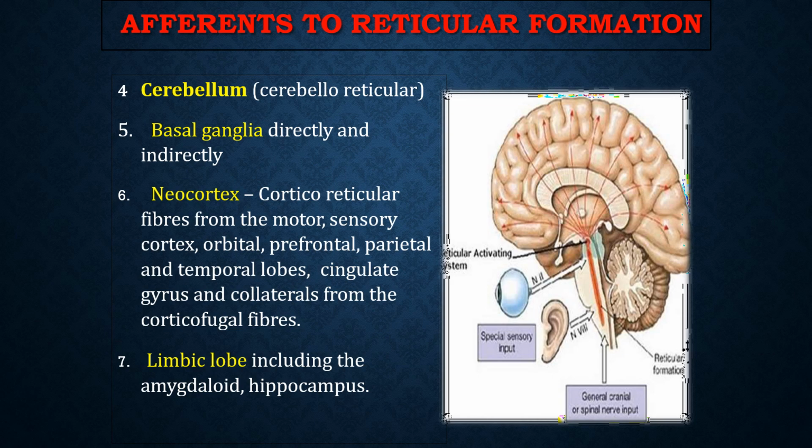And some afferent neurons will come from the cerebellum, that is cerebello-reticular, and from basal ganglia directly and indirectly the fibers will be coming to the brainstem reticular formation. And neocortex, that is cortico-reticular fibers from motor sensory cortex and orbital, prefrontal, parietal and temporal lobes, cingulate gyrus and collaterals from the corticofugal fibers. So from all these areas, the fibers will come to the reticular formation of brainstem, and limbic lobe including amygdaloid and hippocampus.